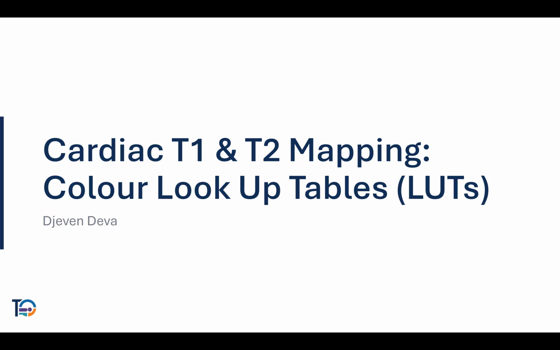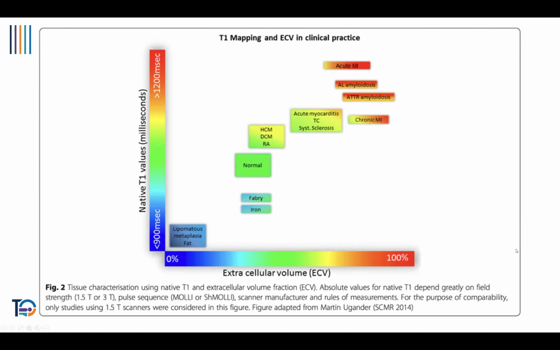Hi everyone. This is a quick run through on how and why we incorporate and use color lookup tables in our practice. All tissue mapping data can be presented in numeric terms by the use of regions of interest, but assigning colors to the values allows the maps to rapidly communicate more information, like these two lookup tables presented by Martin Ugander at SCMR 2014, going from a cooler color to a hotter one, from lower to higher native T1, and similarly with ECV.